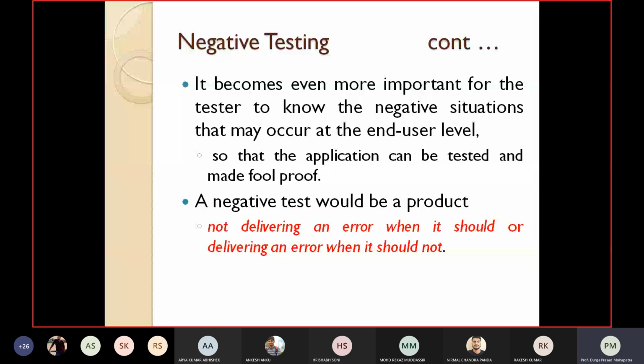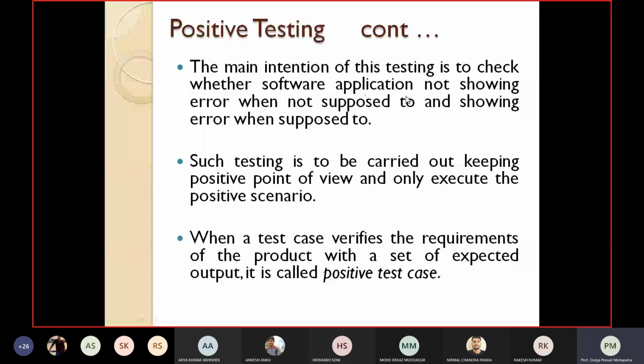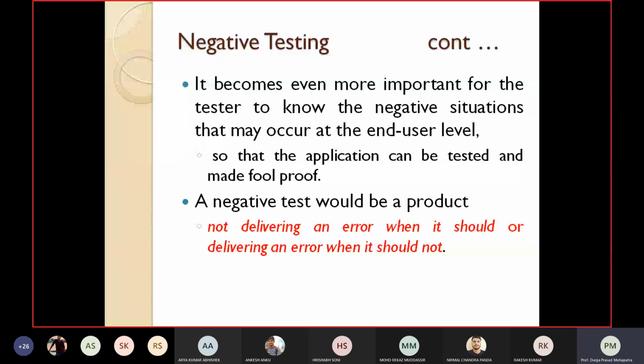But in negative testing, it is just the reverse. A negative test case would be a product which is not delivering an error when it should. That means it should show an error at this time, but it is not delivering that error. Or delivering an error when it should not. For this input value, it should not show an error, but it is delivering one. Those kinds of test cases you should design.